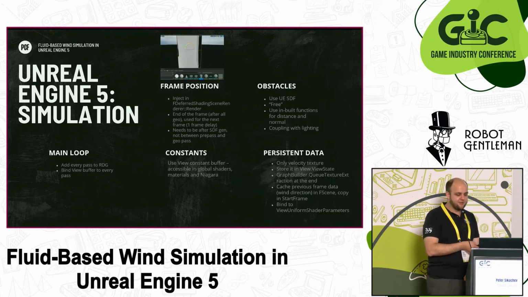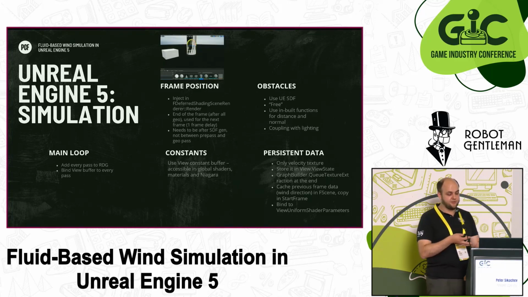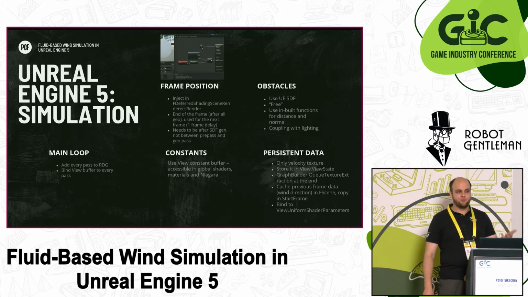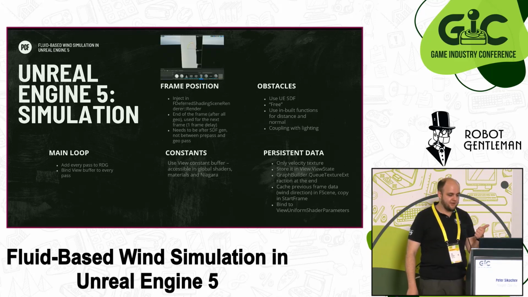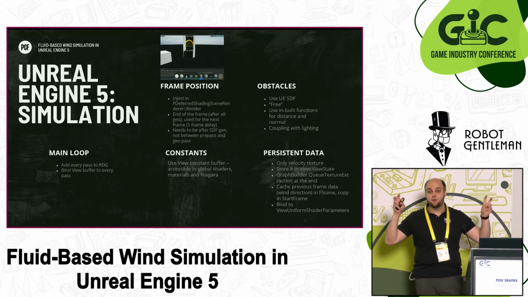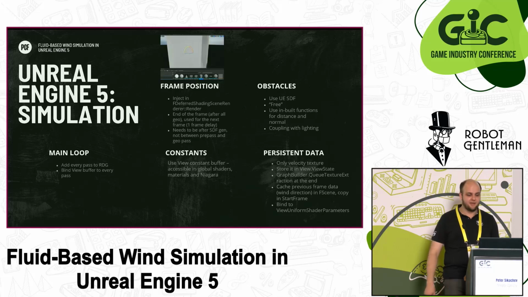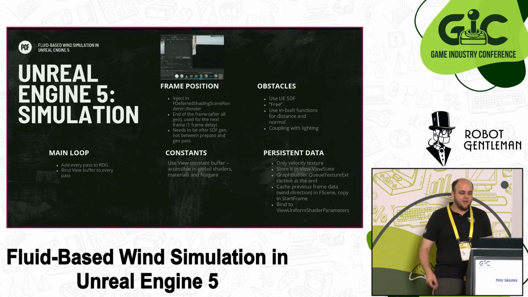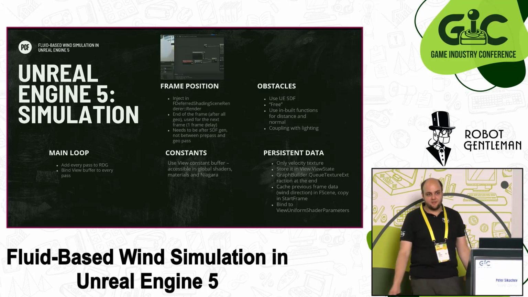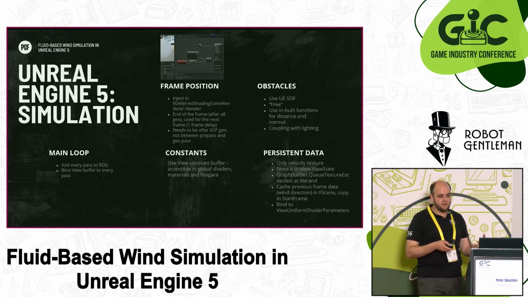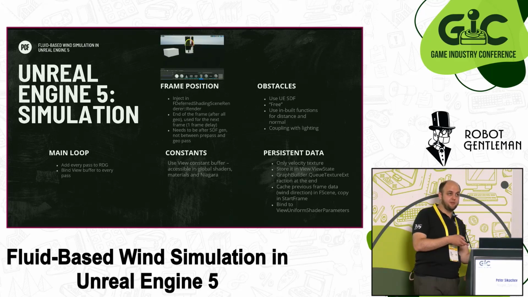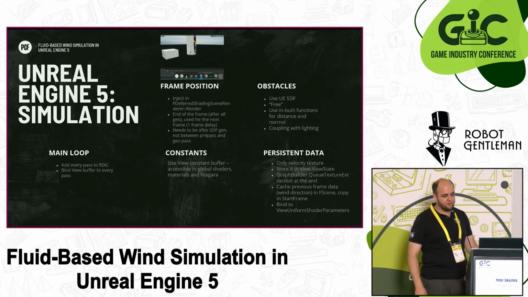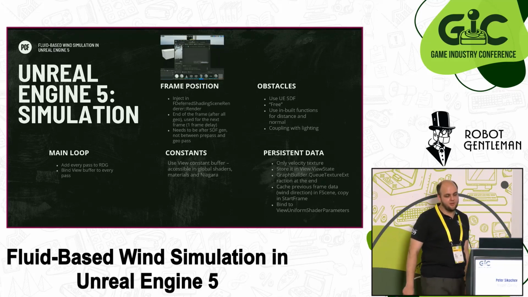For constants, we pass it through view buffer because it's accessible in global shaders, in materials, and in Niagara. For obstacle vehicles, we use SDF provided from Unreal. It's kind of free because we need SDF for lighting anyway. And then we use the inbuilt intrinsics to sample it. Unfortunately, it creates coupling with lighting, so we cannot have something be an obstacle in lighting and blocking the fluid sim and vice versa, but we'll live with that.